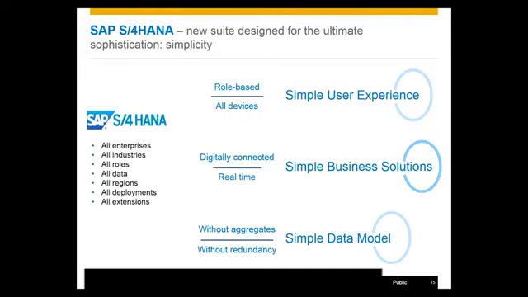S/4HANA is available for all enterprises, for all industries, all roles, all data, all regions, all deployments, and all kinds of extensions. So it is a completely revolutionized product, and we are completely ready to go and make our customers' business look completely future-ready. In India, as of yesterday's statistics, close to 160 customers have already gone live, and maybe another 70 to 80 we are expecting in the next two quarters to go live with our new solution.